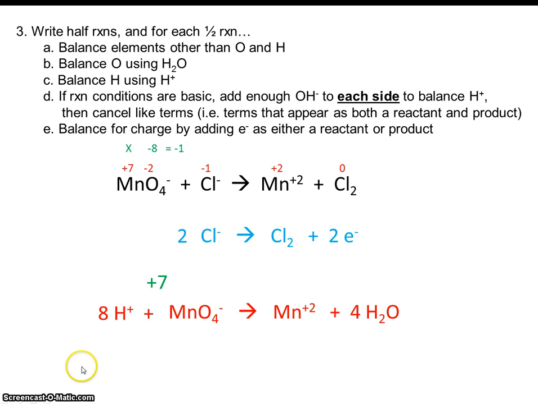So let's figure out what our charges are. We have +7 on the left. This is 8 minus 1. And on the right, we have +2. So to which side must we add electrons? That's right. We're going to be adding electrons to the left-hand side of the equation, and we'll add 5 of them. So now both sides have a charge of +2. All right, let's go on.